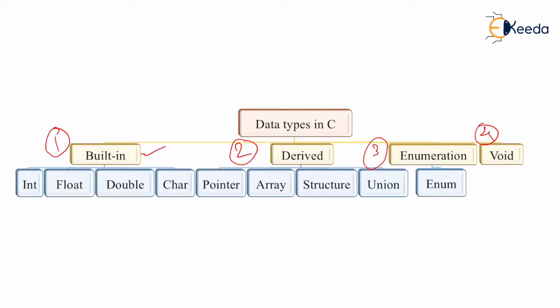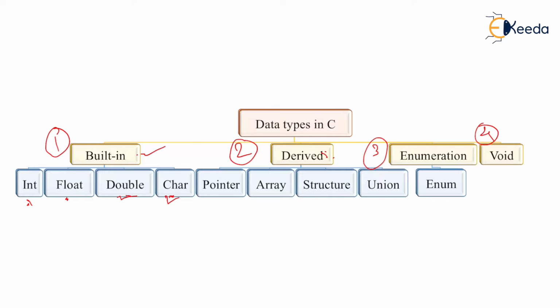Now, in the built-in data type, we have four specific data types. Which are they? The first is integer. The second is float. The third is double. And the fourth is char. Don't worry about it. We'll brief in the details. Just remember the names. In built-in, we have four data types. First is int, second is float, third is double, and fourth is char.